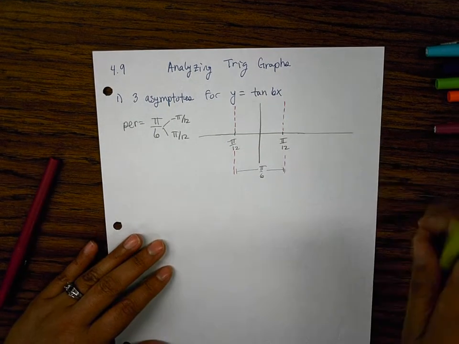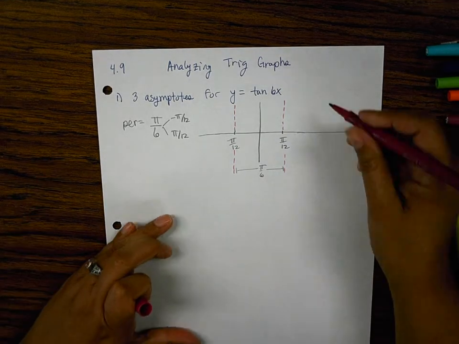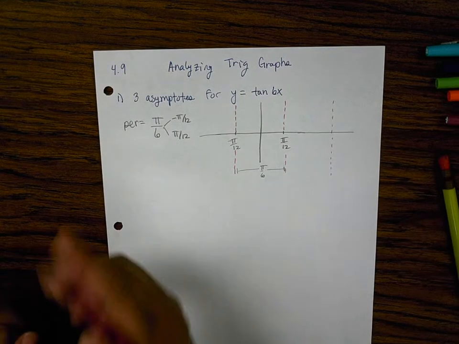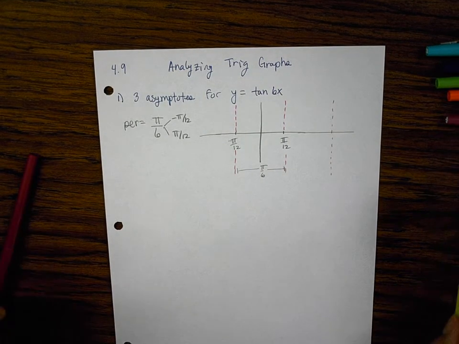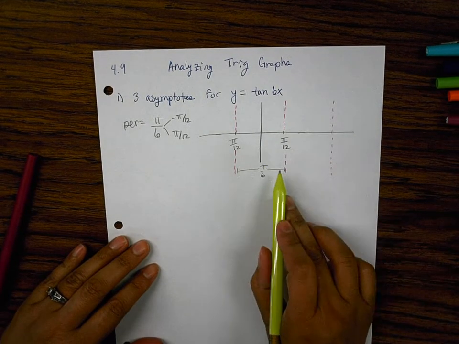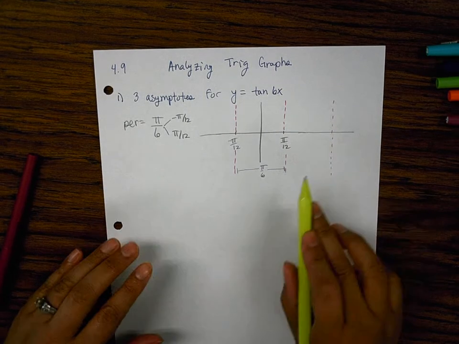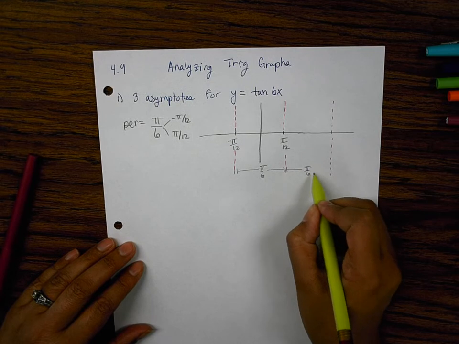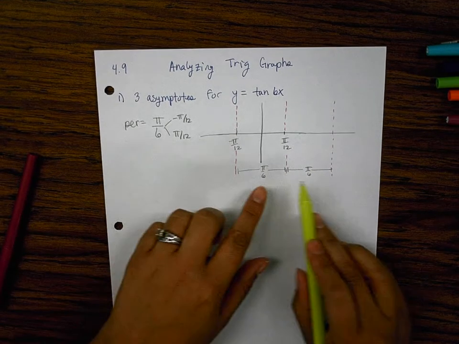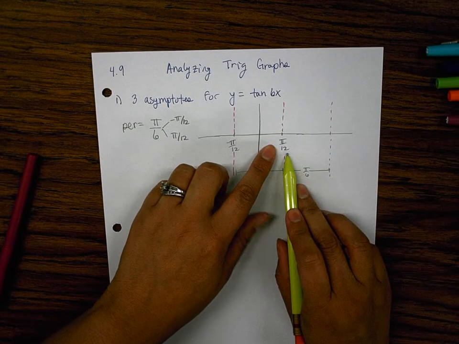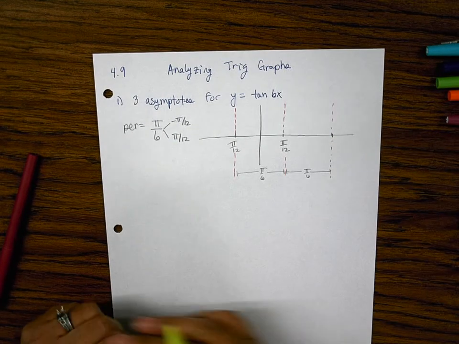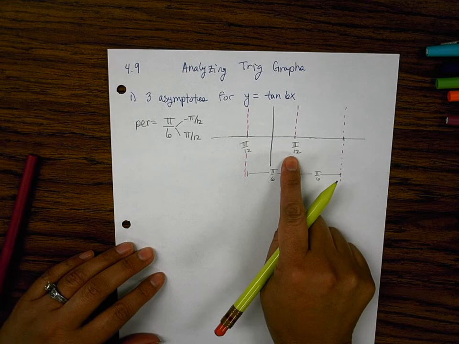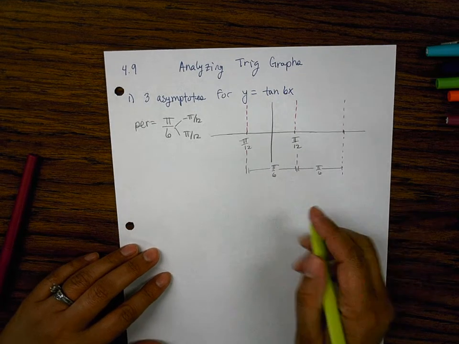I am going to go to the right and find the next asymptote. You could go to the left if you'd like. We talked about this in class: how would I find this next asymptote? Well, we know the length here is pi over 6, so we take pi over 6 and add it to pi over 12 to find the next asymptote.